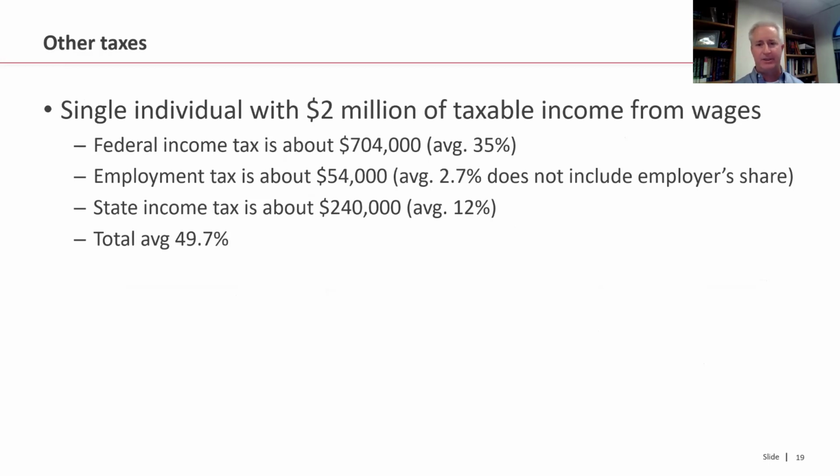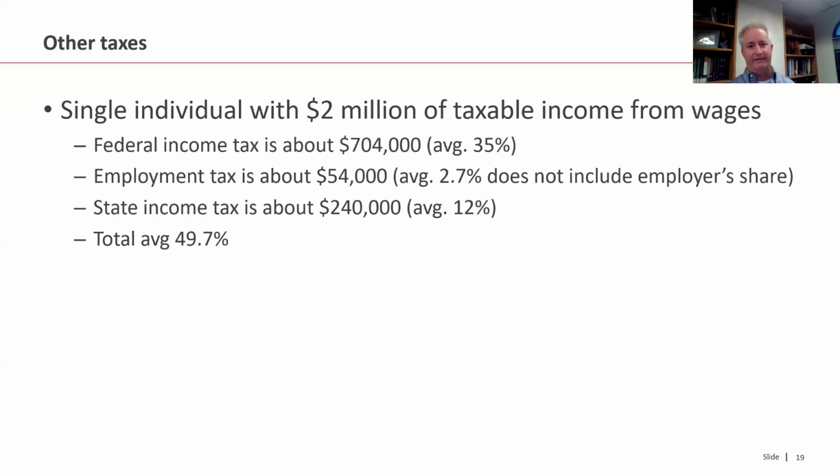That's about 35% of their income. The employment tax is about $54,000. That's 2.7%. That doesn't include the employer share. For those that have taken me for undergrad, you know that actually the employee pays both shares economically, but that's neither here nor there. The state income tax is about $240,000.